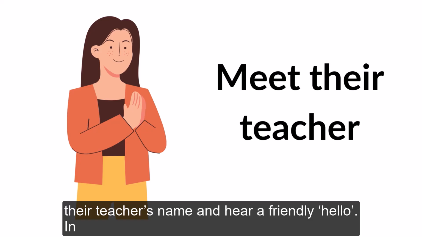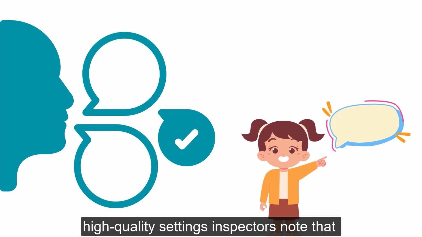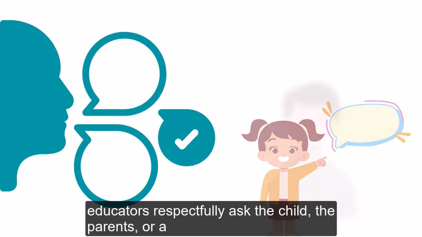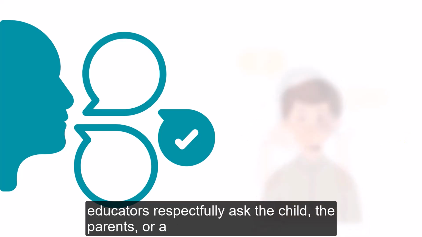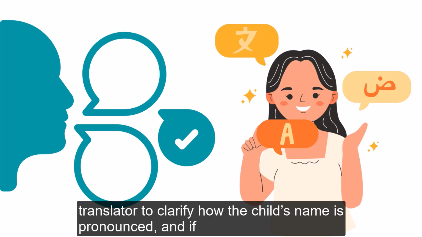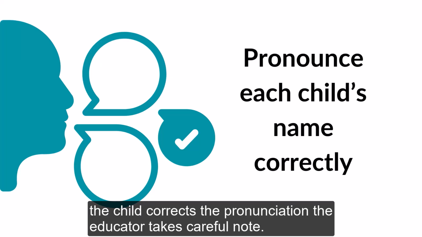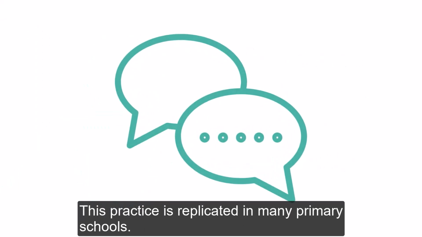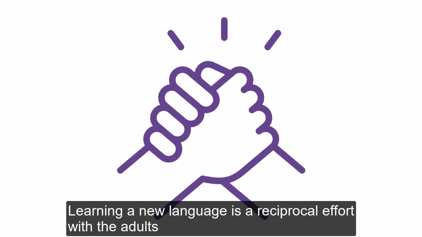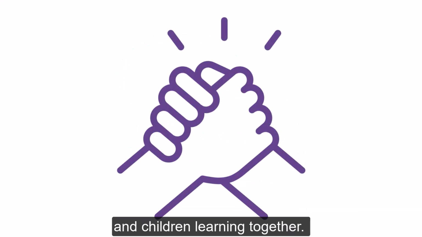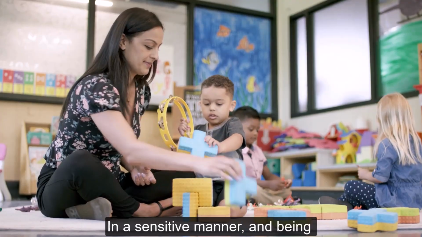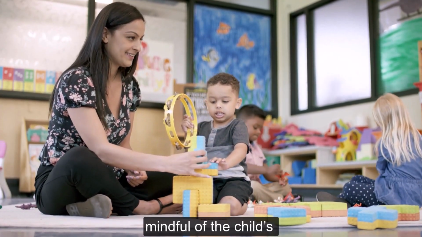In high-quality settings, inspectors note that educators respectfully ask the child, the parents or a translator to clarify how the child's name is pronounced. And if the child corrects the pronunciation, the educator takes careful note. This practice is replicated in many primary schools. Learning a new language is a reciprocal effort with the adults and children learning together.